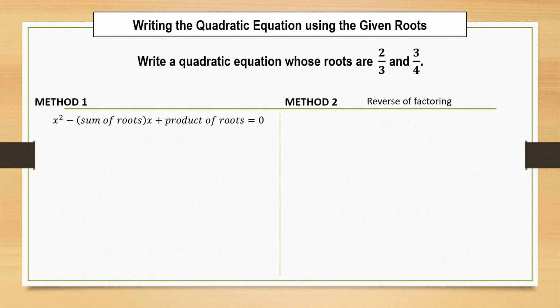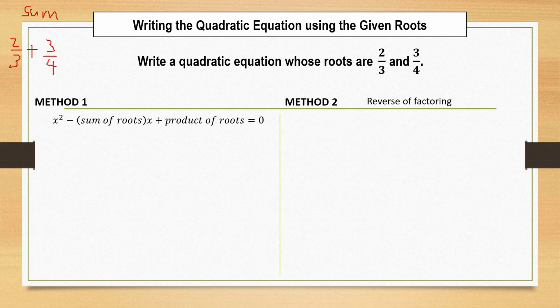Another example. Write a quadratic equation whose roots are 2/3 and 3/4. So for method 1, we have x squared minus sum of roots x plus product of roots is equal to 0. So let us first find the sum of the given roots. We have 2/3 plus 3/4.